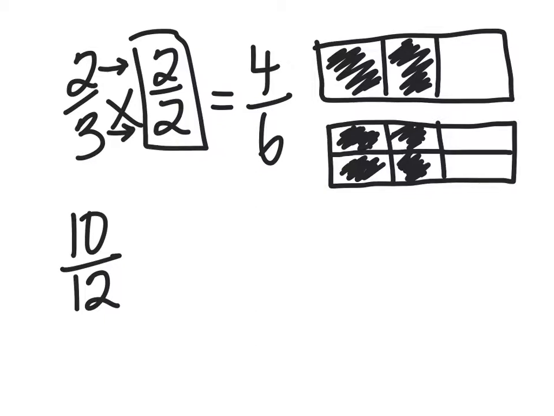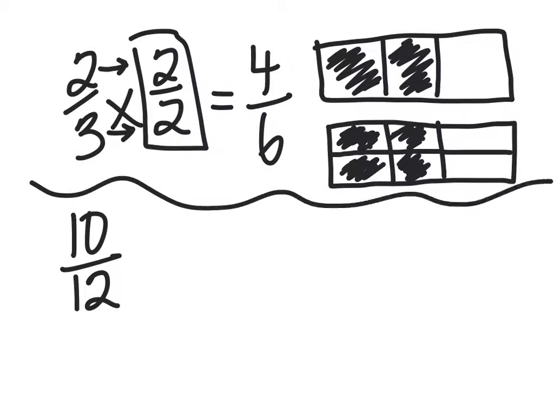So I'm going to put a little squiggly line just to kind of separate the page here. So that's one way you can find an equivalent fraction. You can multiply it by a whole, or 1, and as long as the numerator and denominator are the same, you will get an equivalent fraction. Okay, so that's one way.